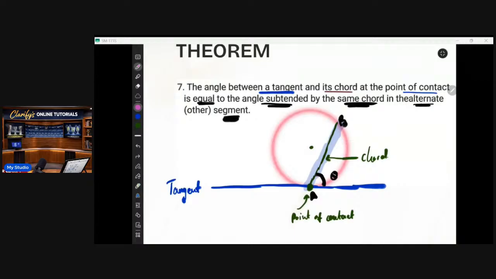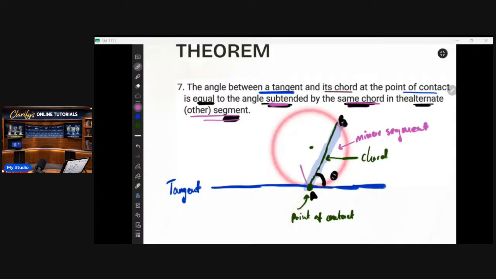So now this chord AB, where is this angle? It is sitting in the minor segment. Remember, this is the minor segment. But they said this angle is going to be the same as the angle the chord makes in the other segment. So we now go to the other segment, because this angle theta was between chord and tangent, but it was in the minor segment.